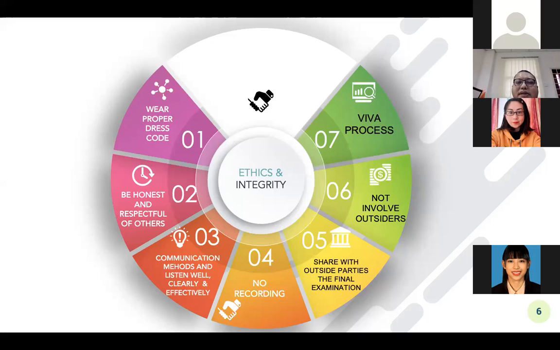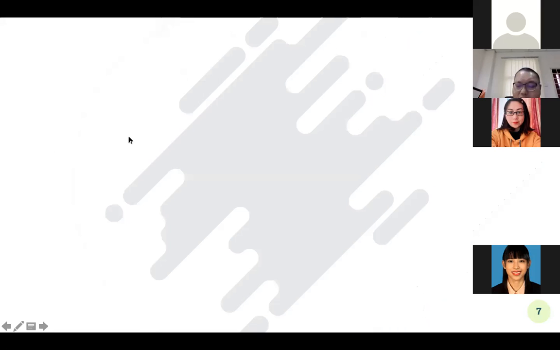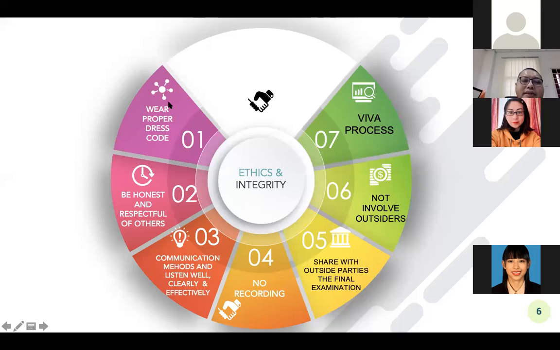And then the last one is the Viva process. So you need to make sure that these things are prepared before the Viva starts. So these are the ethics and the integrity. This one is by the Graduate School of UPM.